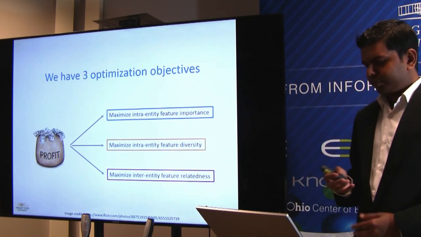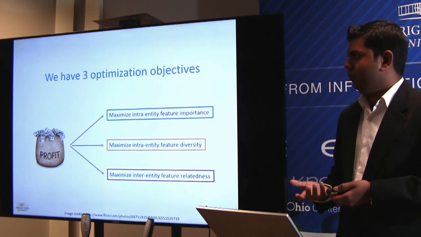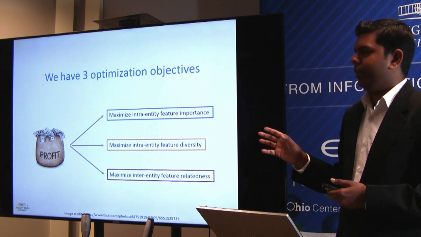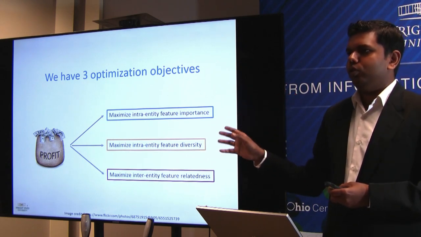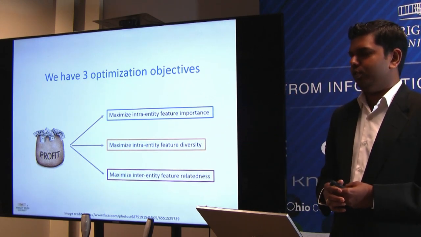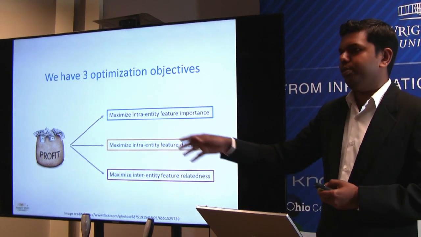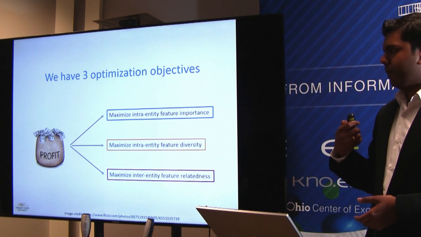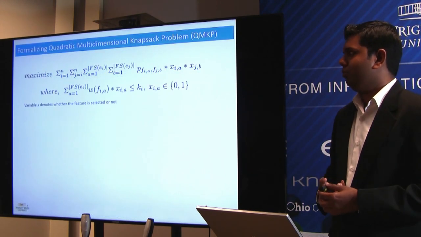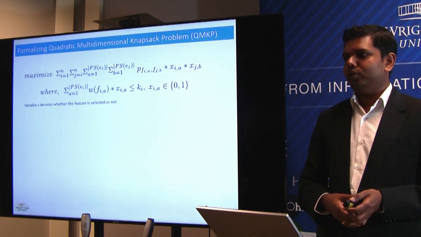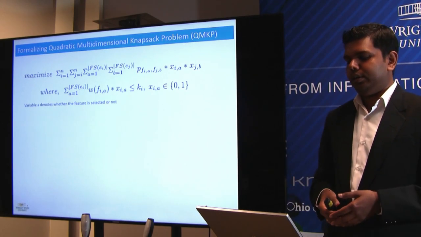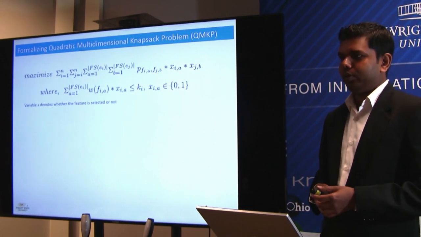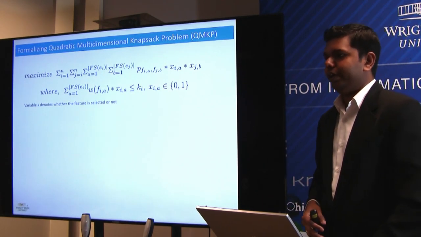So in our approach, we need to maximize three objectives, and then we try to map them to one profit function. Maximizing these three will also maximize the profit that we want to compute. So we adapt our problem to an existing well-known problem, which we call the quadratic multidimensional knapsack problem. The base version of it is the quadratic knapsack problem.